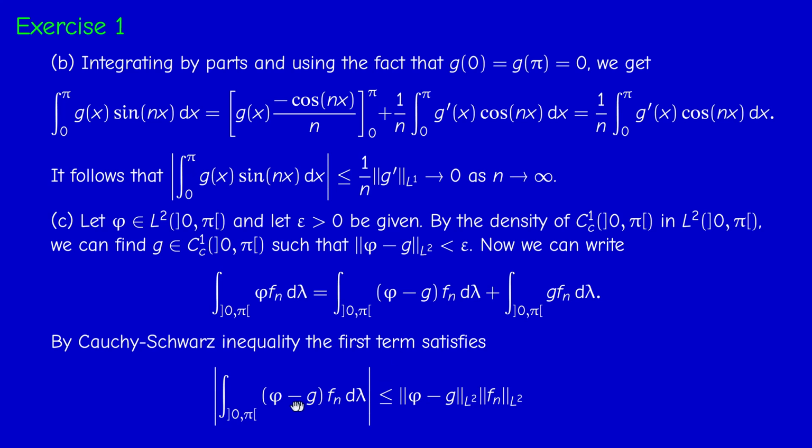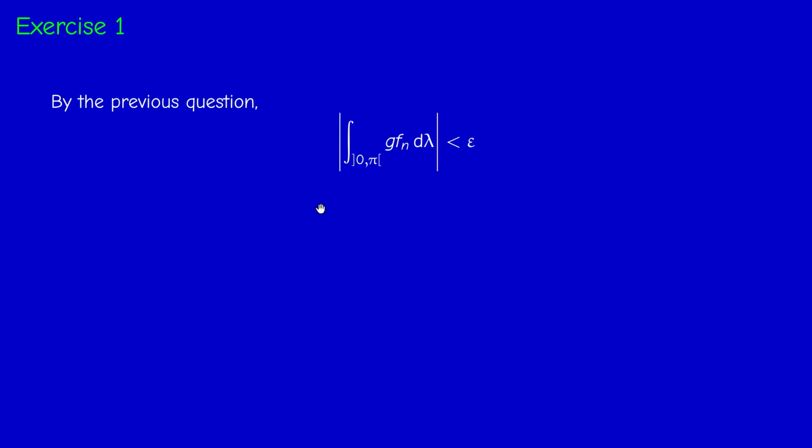is less than the L2 norm of phi minus G times the L2 norm of Fn. Now the norm of phi minus G is less than epsilon, and this is a constant, as you know. So this is just less than epsilon times the radical of pi over 2. The constant is not really important. So the meaning is that this integral can be made arbitrarily small. Now, if you look at the second integral and you apply part B, because now G is in CC1, the second term tends to 0, so it also can be made less than epsilon if n is large enough.